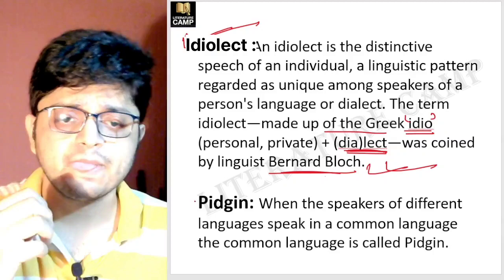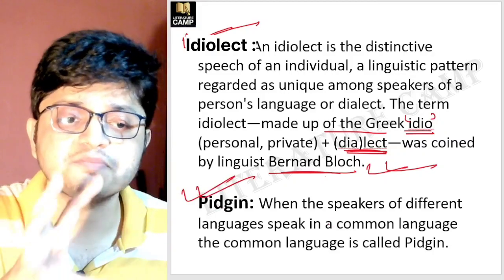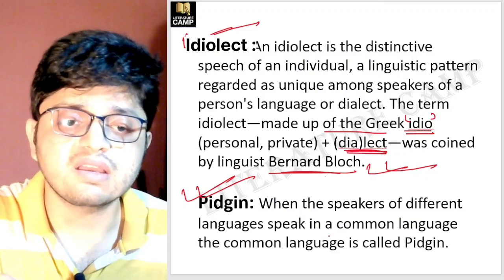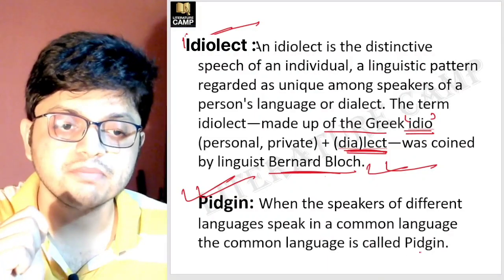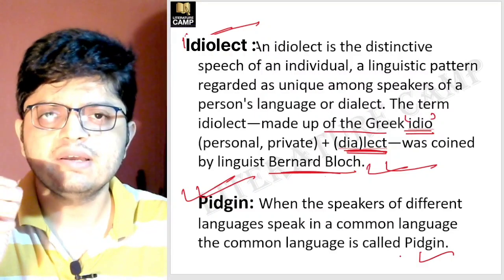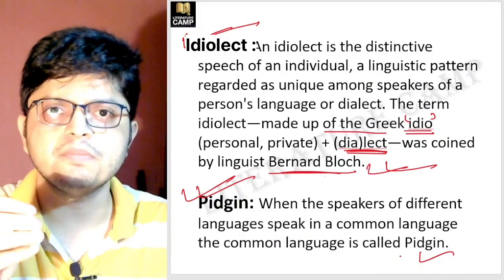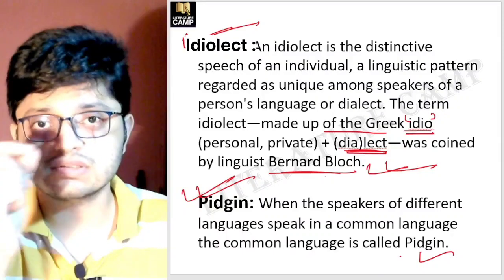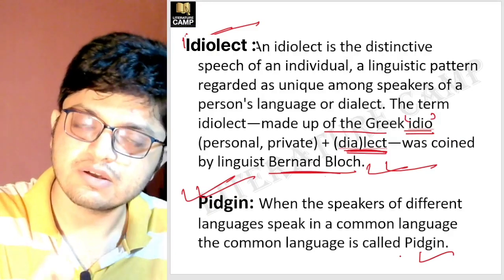Next concept or theory, Pidgin. What is Pidgin? When the speakers of different languages speak in a common language, that common language is called Pidgin. For example, in Kolkata, there are many people. People from Kolkata will be there. People from other states whose first language is not Bengali will also be there, right?